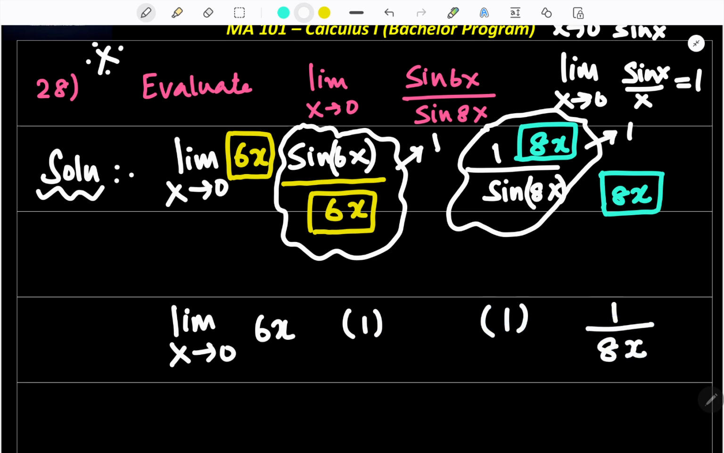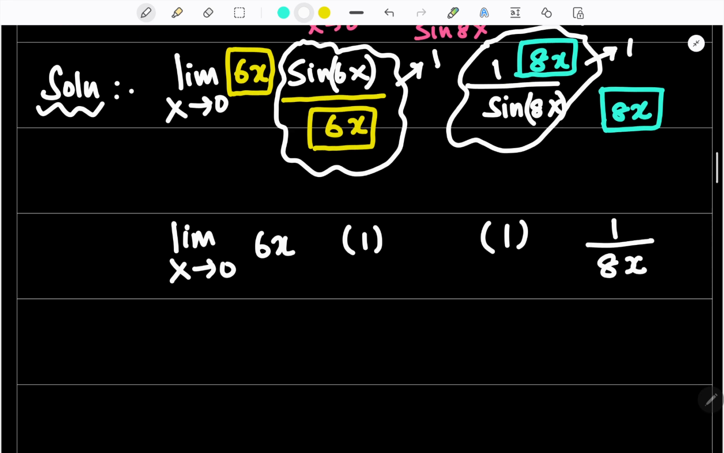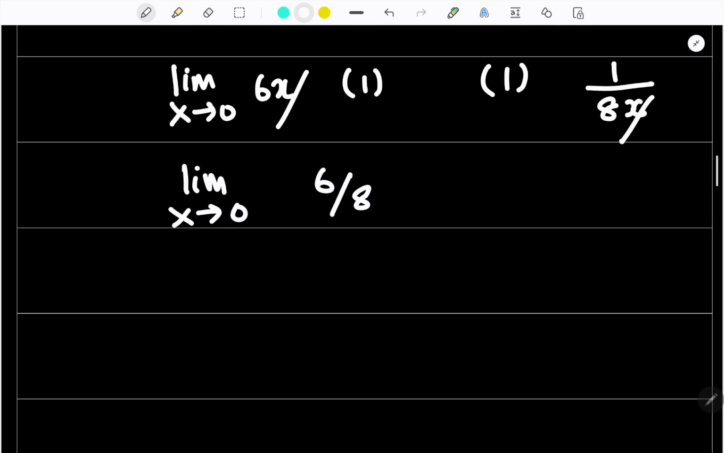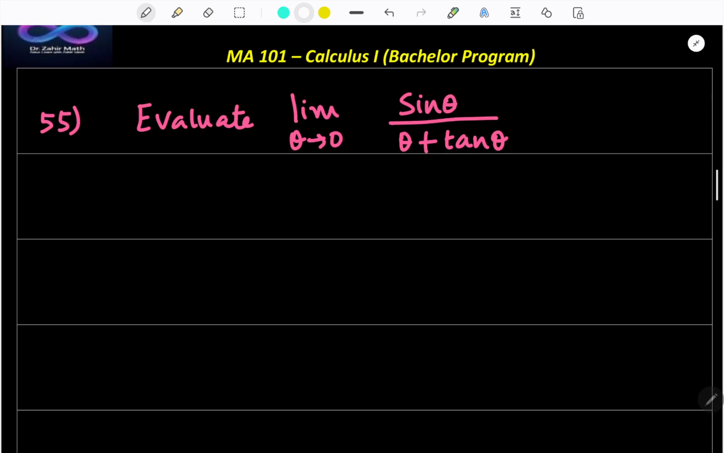Clear everybody? Right. So what happens now? Now your x gets cancelled. So limit x tends to 0, 6 divided by 8. What is 6 divided by 8? 3 2s are 6, 4 2s are 8. 3 by 4 is your answer. Right. Let's go to the next question.